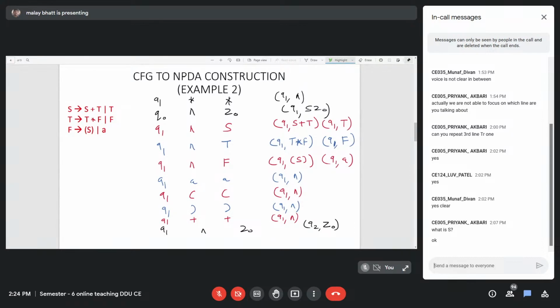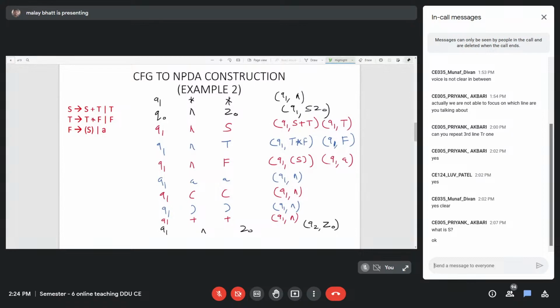Now for every terminal symbol of the grammar, we have to write the rules, which is a pop rule. So how many terminal symbols do we have? The plus is a terminal symbol. Multiplication is also a terminal symbol. Opening parenthesis is also a terminal symbol. Closing parenthesis is also a terminal symbol. So we are writing four rules here. Q1 plus, n plus.